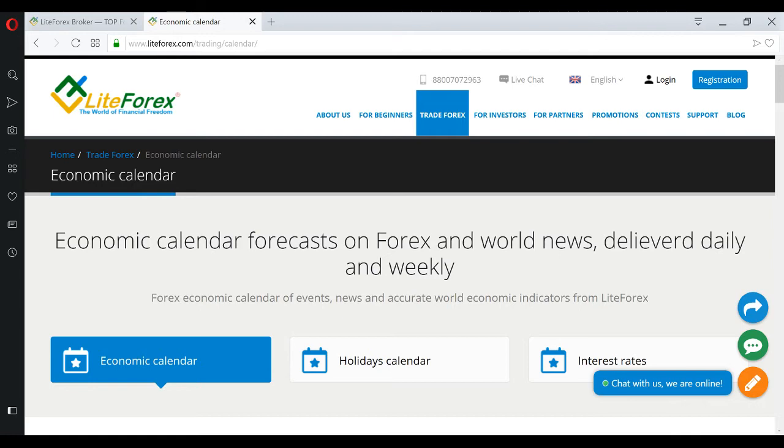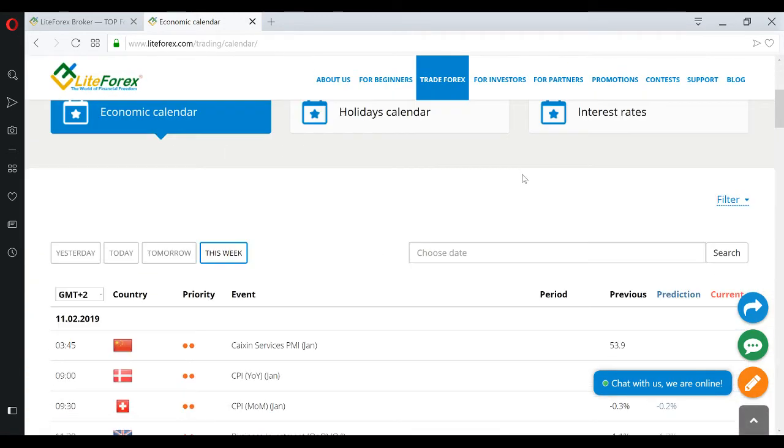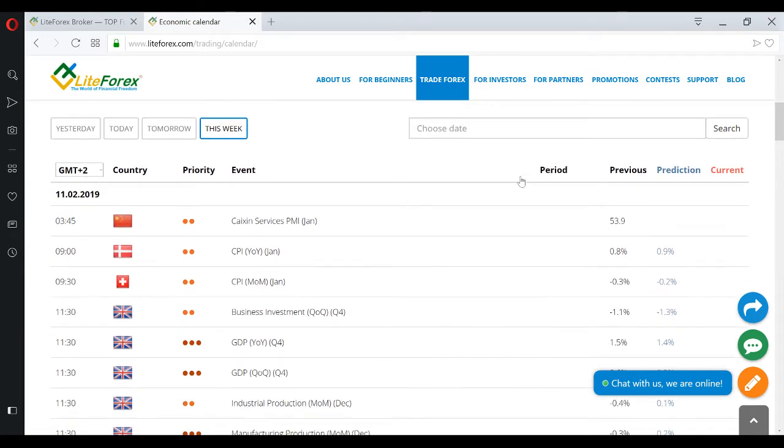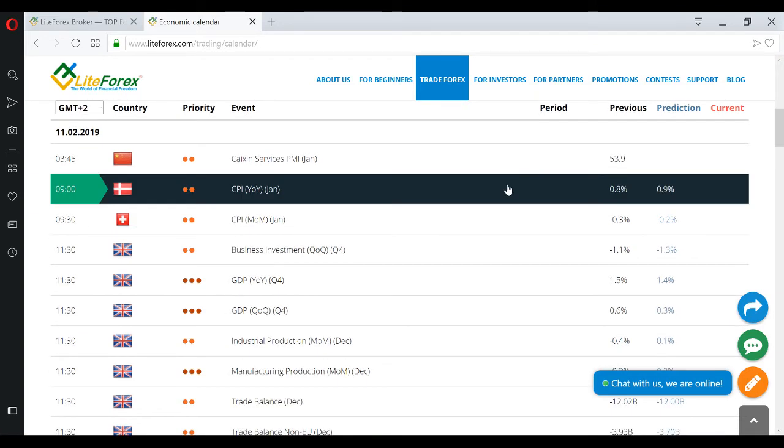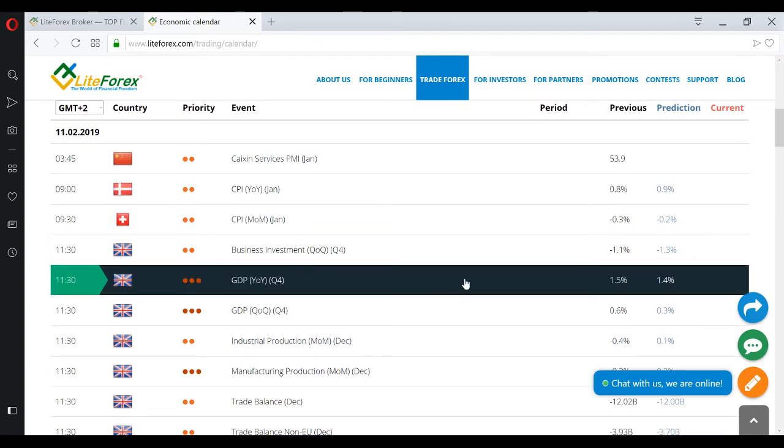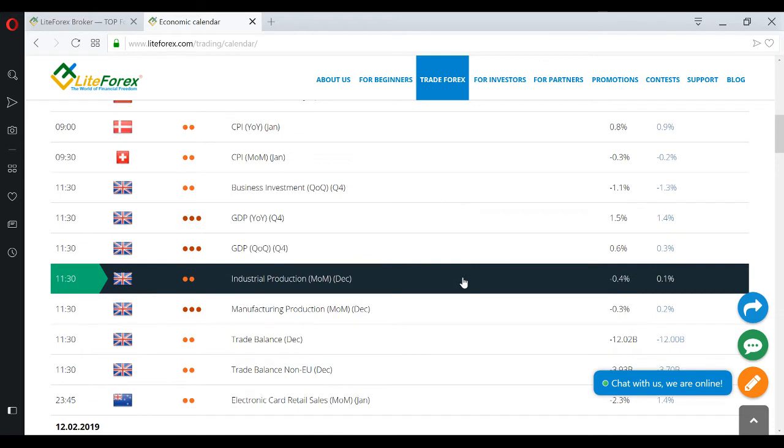To do that, we visit lightforex.com. Here we find a very good economic calendar with all important events. And on Monday, there will be a block of economic data from the United Kingdom. Britain will release GDP for the fourth quarter and industrial production, manufacturing production figures. Of course, these releases are important.